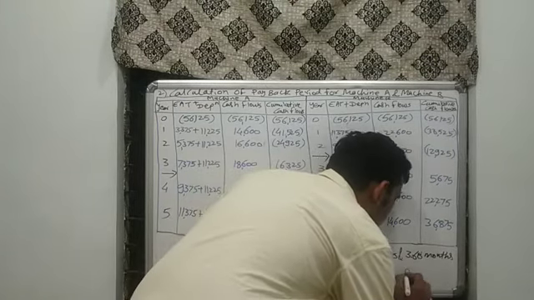Now coming to the third question, that is again calculation of accounting rate of return, when the salvage value of machine A is 3000 and machine B is 0.